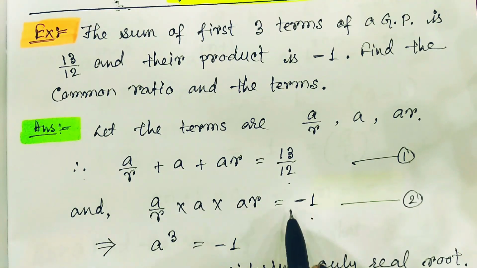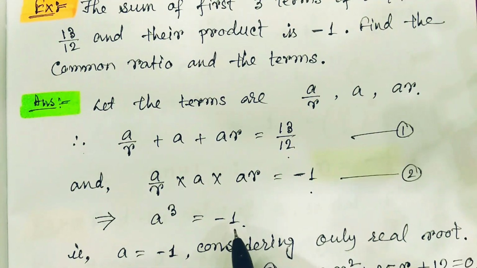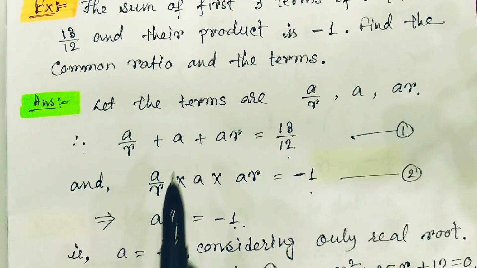So from this product form, we will find out a cube is equal to minus 1. This is a cubic equation, so 3 roots should be there, and 1 real root exists, that is minus 1. So minus 1 is the only real root. We substitute this value in equation number 1.